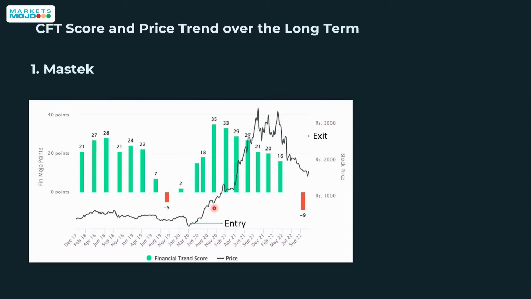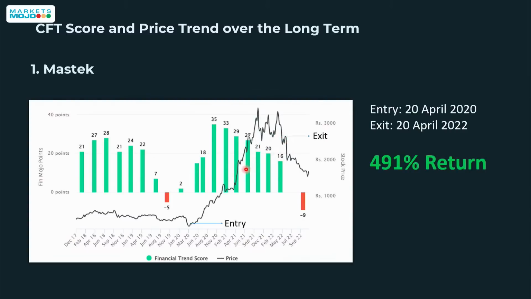So if you see, the CFT score was positive, the price kept moving upwards, a very direct correlation over here. And we finally took an exit over here when the score was around 16 and the score also considerably dropped quarter on quarter. We took an exit over here. 491% return. Entry date 20th April, exit date 20th April 2022. 2-year period, 491% return. Pure multi-bagger.